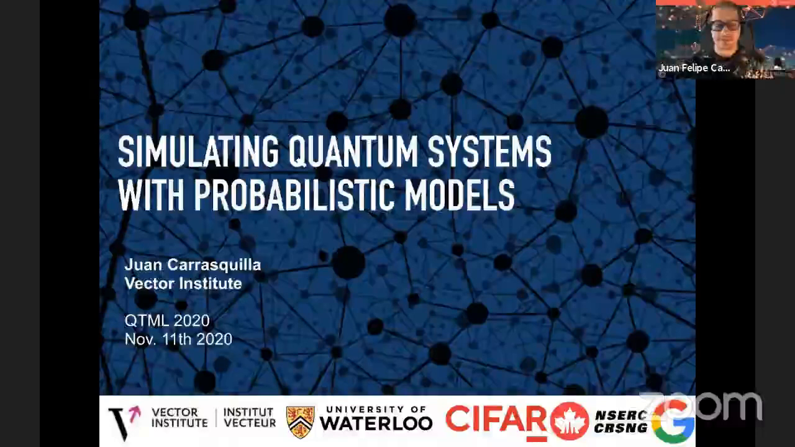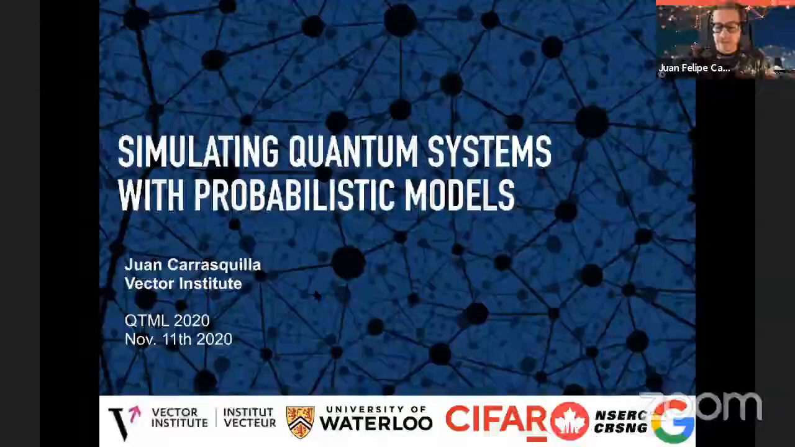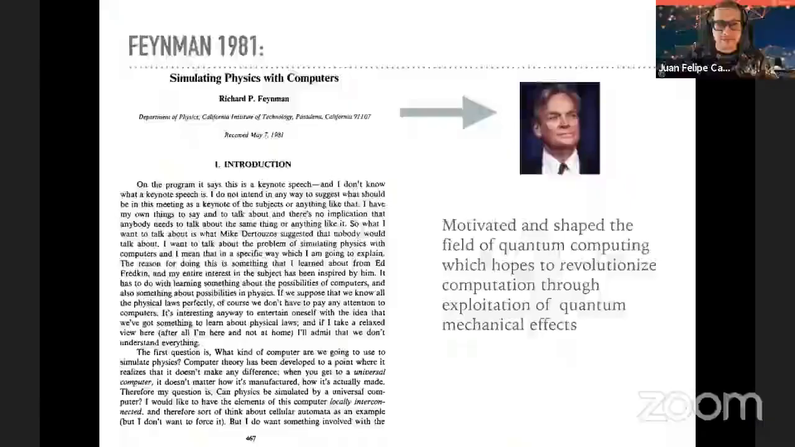So thank you. So yeah, I'm gonna tell you about simulating quantum systems using probability. This is work I've done for the last couple of years with my collaborators. And it is motivated by a paper that many of you know. It's this 1981 paper by Feynman, actually a keynote speech, where he discusses and motivates the idea of using quantum physics to simulate quantum physics, right? Which is simulating physics with computers, and where the idea of quantum computers was first introduced, or one of the first times it was introduced. And basically this paper motivated the field of quantum computation and quantum information, which is hoping to revolutionize computation through exploitation of quantum mechanical effects.